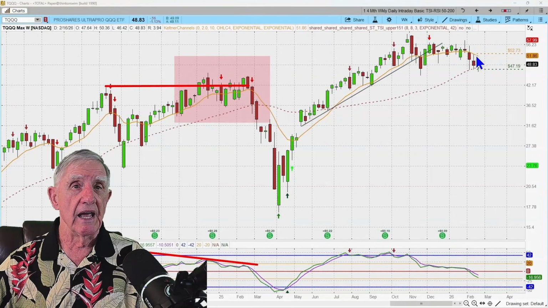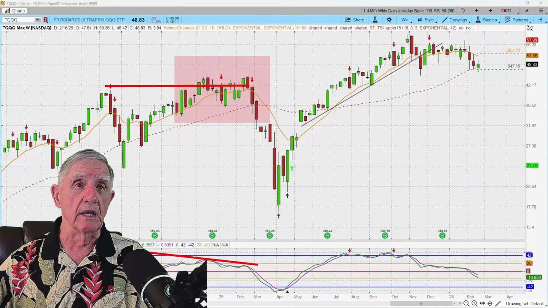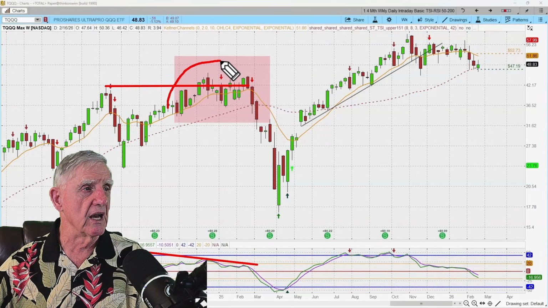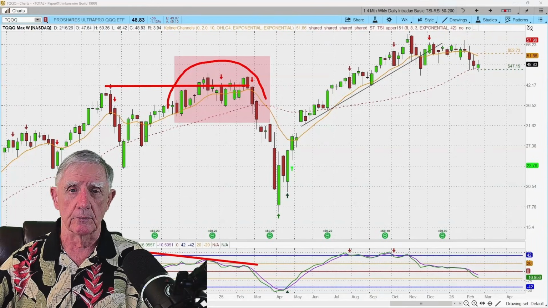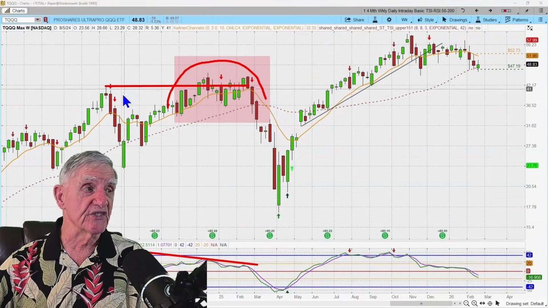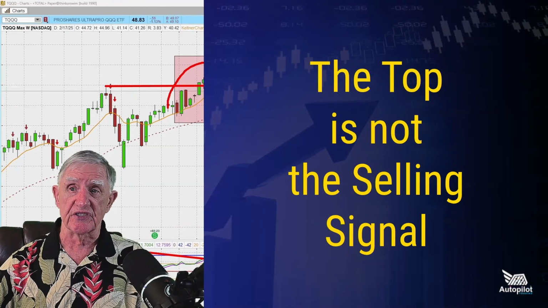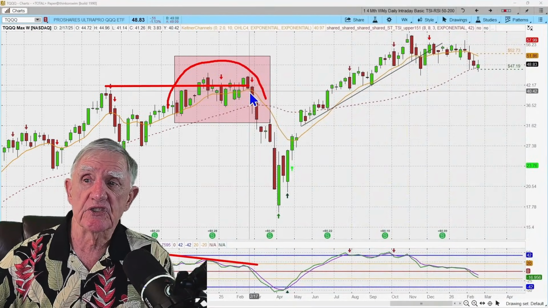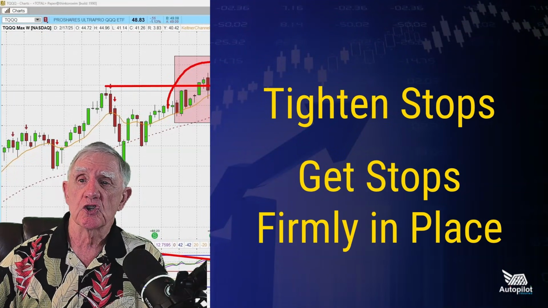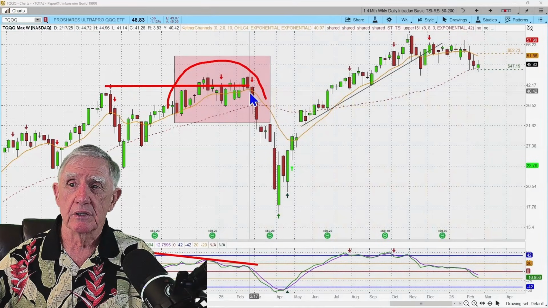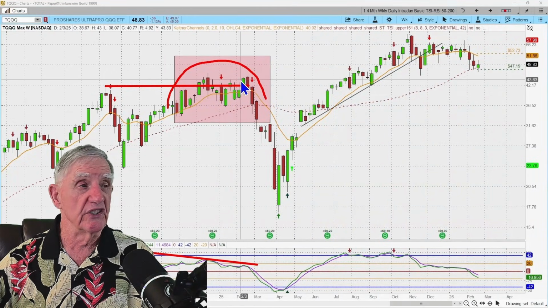twice there. And the other thing that I spoke about is that tops tend to be processes. Well, look at that. We did this nice rounding top, and then away it goes and it falls. The first thing to remember is, one, this is not the selling signal. The top is not the selling signal. It's a yellow light, which means it's time to start tightening stops or making sure your stops are firmly in place.